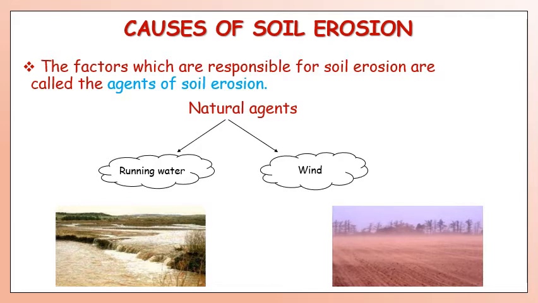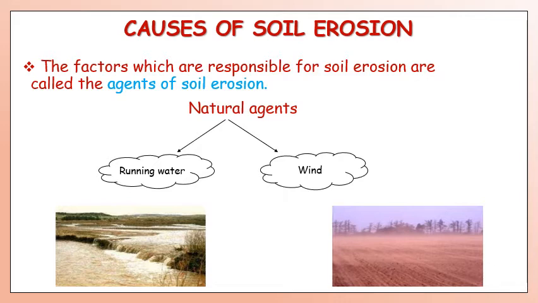So first we will study about soil erosion due to running water. Students, running water is one of the main causes of soil erosion. When raindrops hit the ground, they loosen the particles in the topsoil. And these loose soil particles are washed away by flowing rainwater, causing soil erosion.